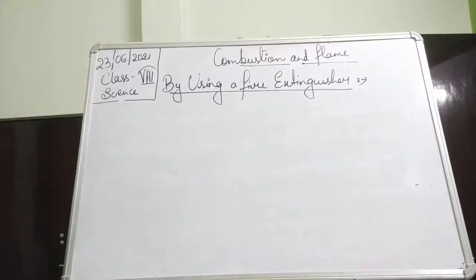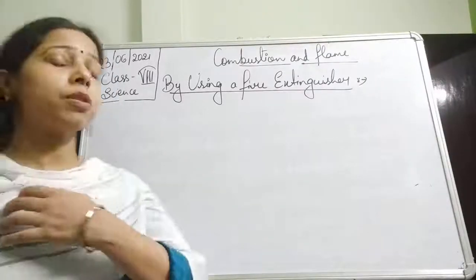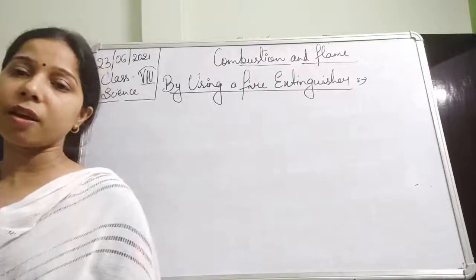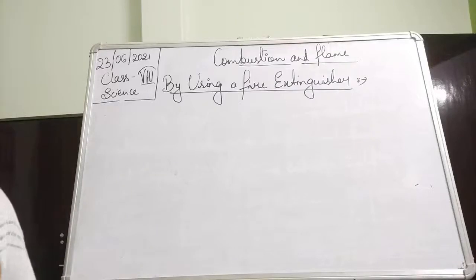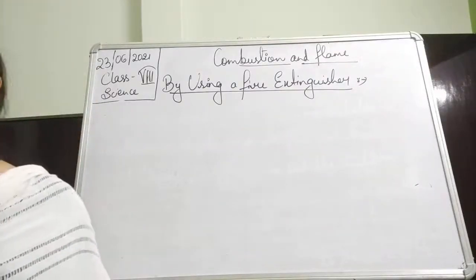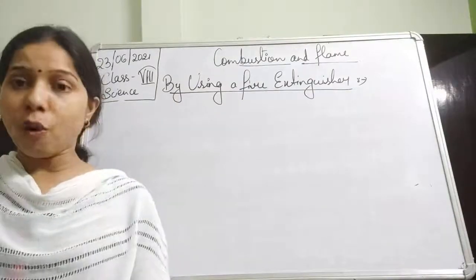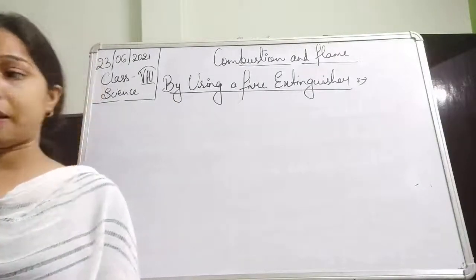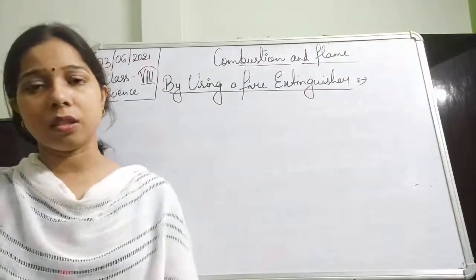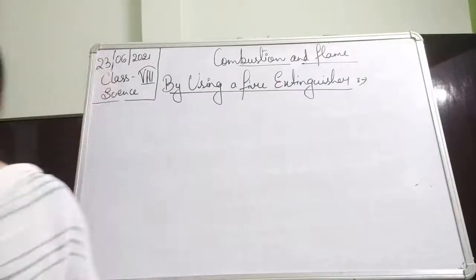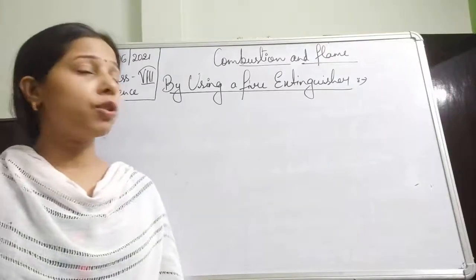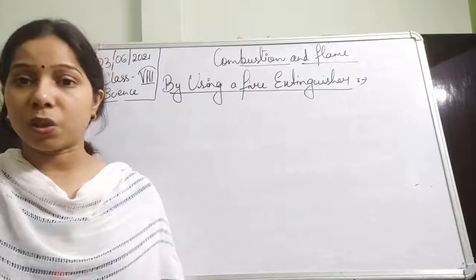So what is a fire extinguisher, students? It is a kind of device which helps in extinguishing fire. Basically, what happens when it discharges? It discharges a spray of water, foam, a gas, as well as chemicals that extinguish the fire. The most commonly used fire extinguisher is the soda acid extinguisher.